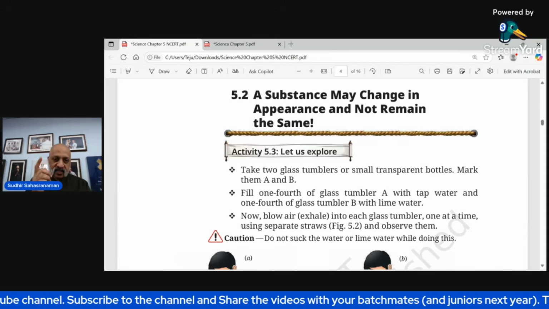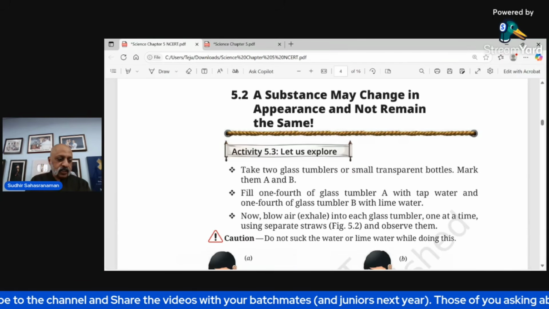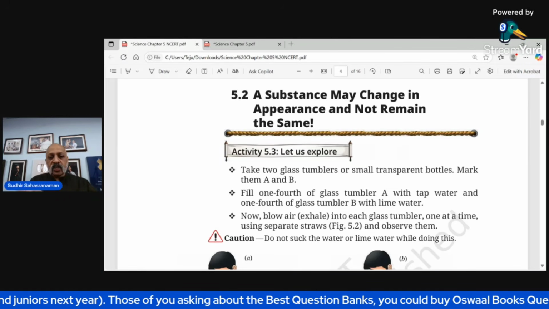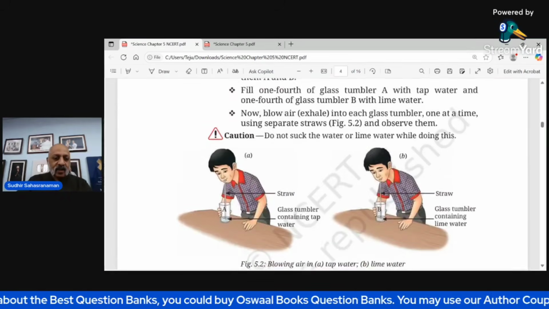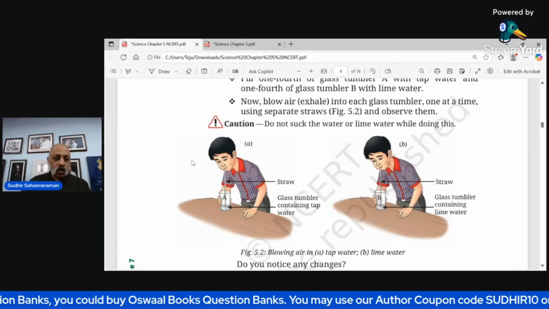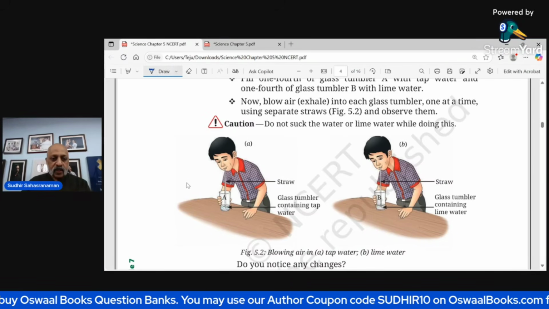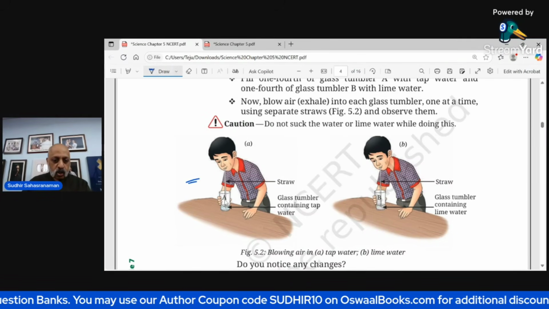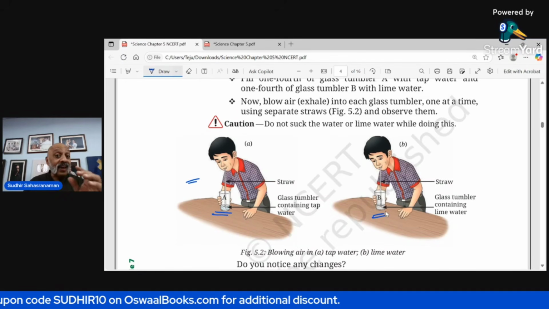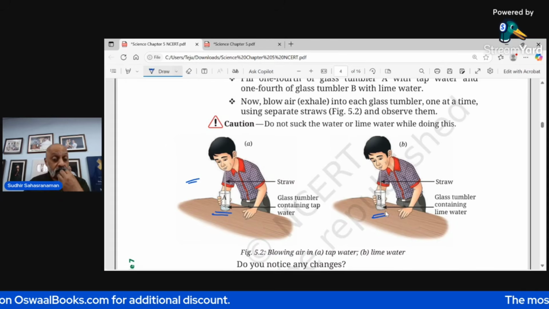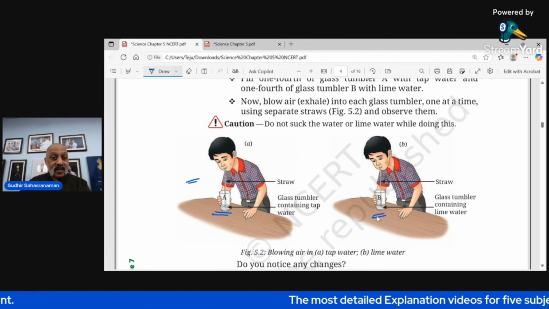So take two glass tumblers which are transparent in nature, and mark them as A and B. Okay, so what you do is that the first one that you see on the left hand side, you put a straw, and this contains normal tap water. The second one is containing lime water, and please be clear that you cannot inhale that, you cannot drink that. So this contains lime water.